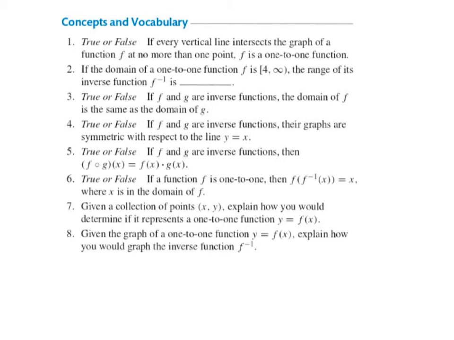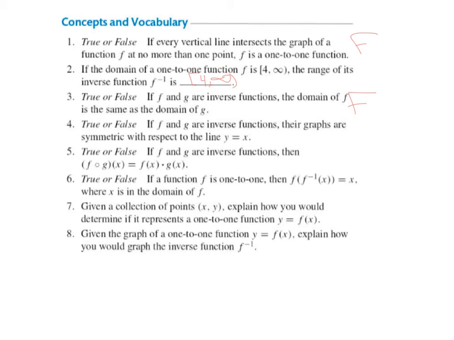All right, true or false? Pause the video and do these. If every vertical line intersects the graph of a function at no more than 1 point, then f is 1-to-1. That is false. That is the definition of a function. If the domain of a 1-to-1 function is 4 to infinity, the range of its inverse is 4 to infinity. Remember, x's and y's reverse, so the domain becomes the range. If f and g are inverses, the domain of f is the same as the domain of g. That is false. The domain and range will be switched.